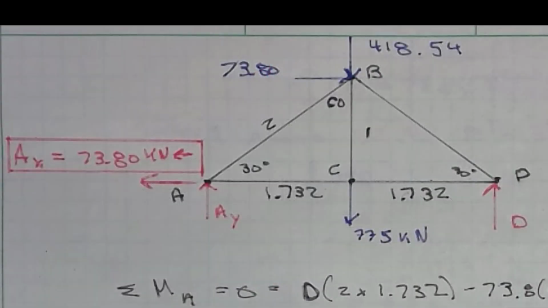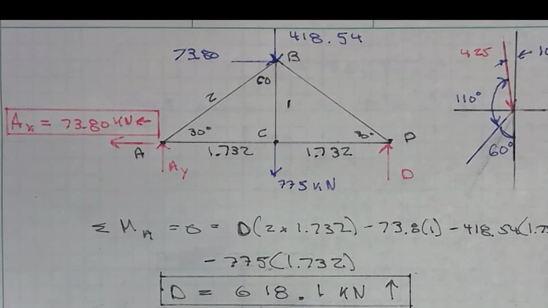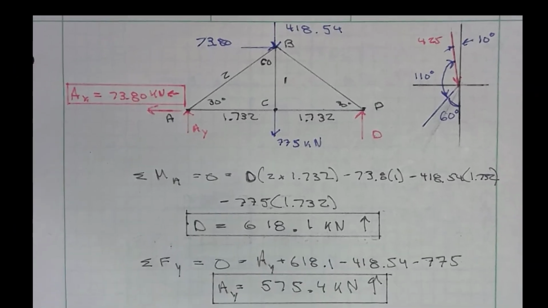Now let's look at the reactionary forces. I took the summation of the moments at A and was able to solve for D, and we got 618.1 kilonewtons up. Then we took the summation of the forces in the y and solved directly for the y component at A, and got 575.4 kilonewtons in the upward direction.